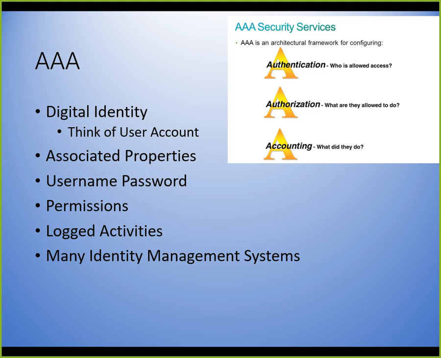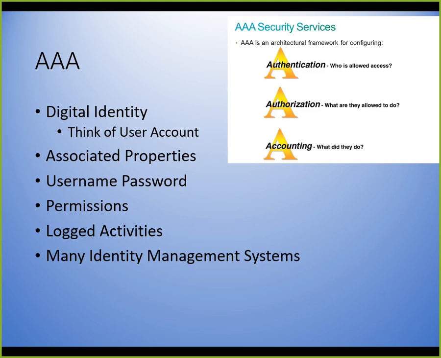So AAA: authentication, authorization, and accounting. Digital identity, we're going to think of as a user account. With the user account, we're going to have associated properties. The properties may be things like your name, your home address, your phone number, things that may be required at some point in order to do things or to classify users. In a storm area, for example, you may want to let everybody who lives in a certain zip code or a certain area leave early because something bad is about to happen.